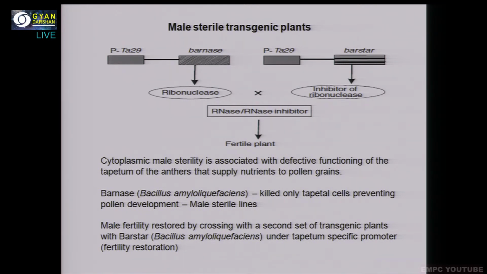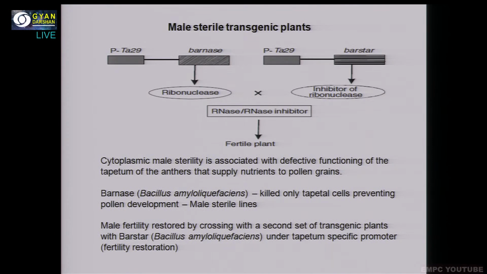So if you can generate a male sterile plant, then there is no question of pollen escape or pollen transfer. That is the main purpose of doing this work, to generate a male sterile plant. You have to generate pollen grains which are sterile, non-functional. Cytoplasmic male sterility is associated with defective functioning of the tapetum of the anthers that supply nutrients to the pollen grains. So the tapetum layer in the anther, what is its function? It provides nourishment to the pollen grains.